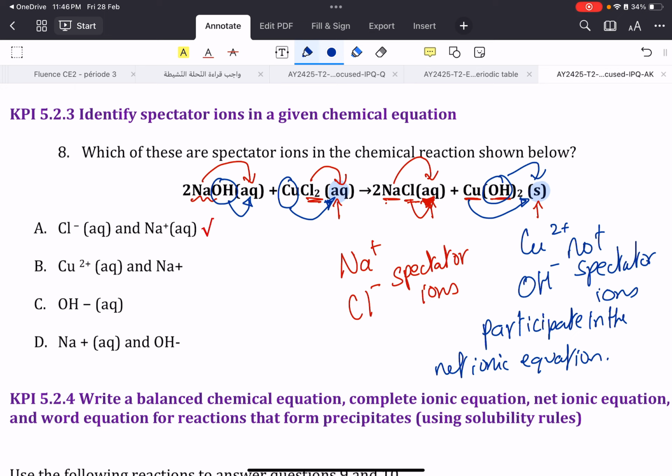Now in this question, they are looking for the spectator ions. So you need to look at the ions that had a physical state of aq and are still aq. So the answer is A.